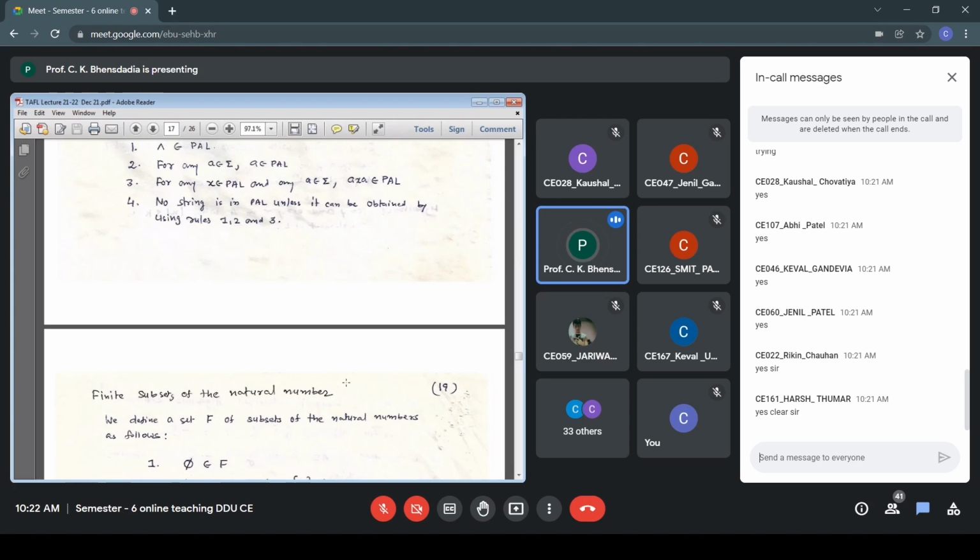Anyone would want to speak out? How do we expand F? Phi is empty set. Next, we may consider subsets of cardinality 1.